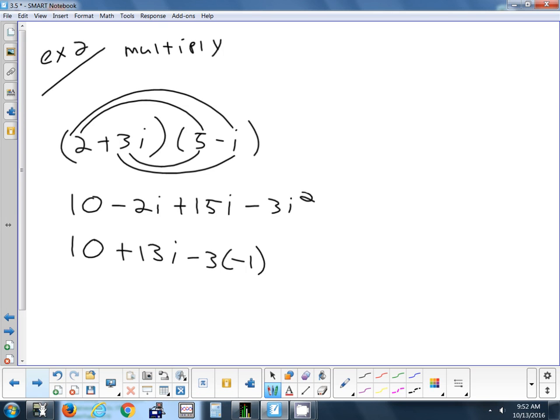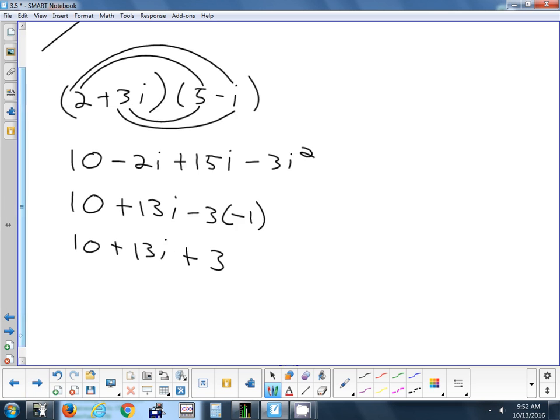i squared is -1. And as Sophie just said, when you multiply -3 times -1, that turns into a +3. And now I have something else I can combine. Okay, so what would be my final answer here, Maddie? 13 plus 13i. Just a coincidence that the real and imaginary parts came out the same.